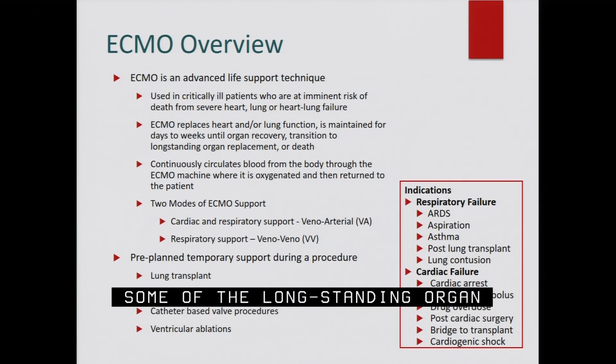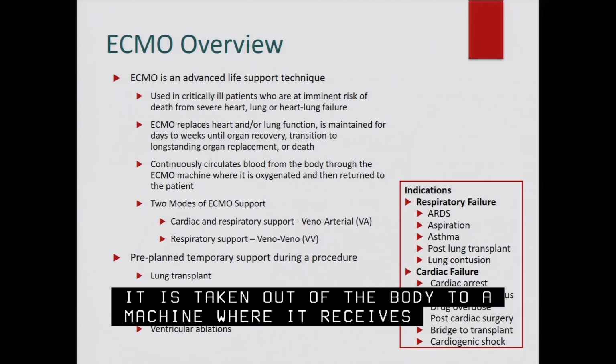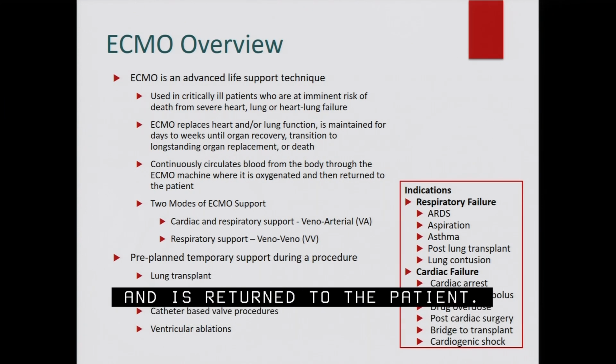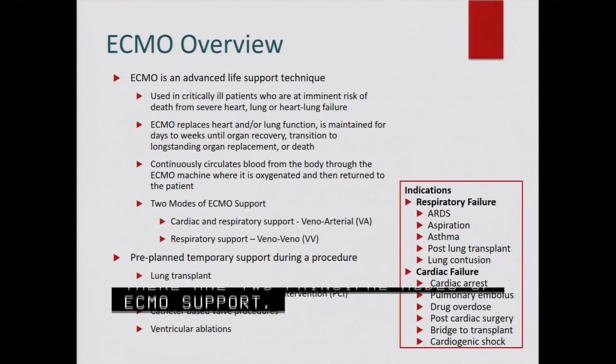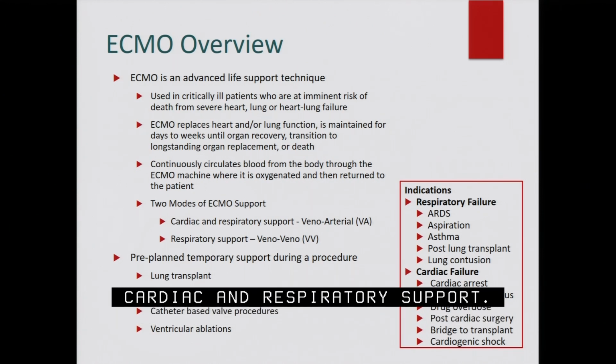Essentially, ECMO continuously circulates blood from the body. So blood is taken out of the body to a machine where it receives oxygen and then is returned to the patient. There are two principal modes of ECMO support. The first supports both the heart and the lungs. That's cardiac and respiratory support, and that's called veno-arterial ECMO. If one supports the lungs alone, veno-venous ECMO is used for respiratory support.